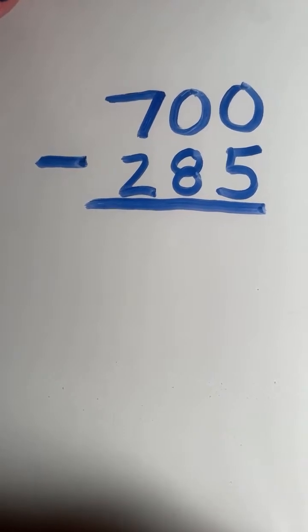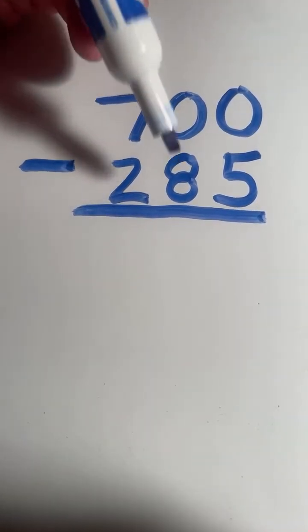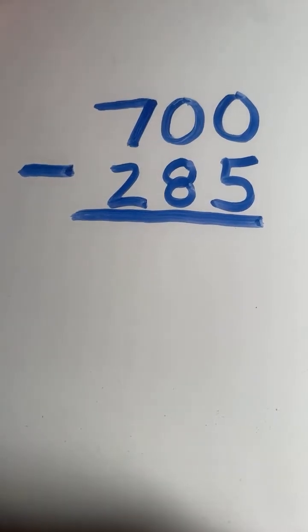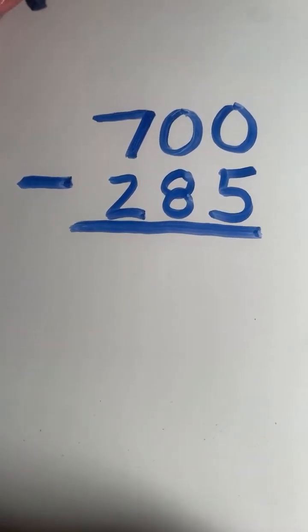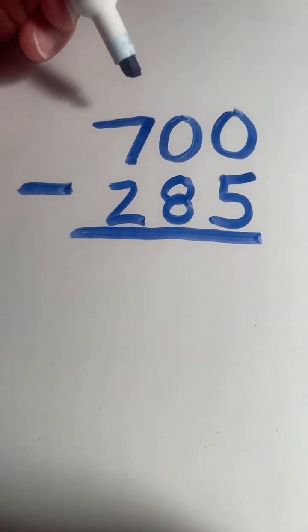So we have 700 minus 285. So again, step 1, before we do any subtraction, we check if regrouping is needed. And it is needed in both the tens and ones place. You cannot start out with 0 and take away 8. You can't start out with 0 and take away 5. So we're going to need to regroup. We're going to take a 10 from the hundreds place, add it to the tens place.